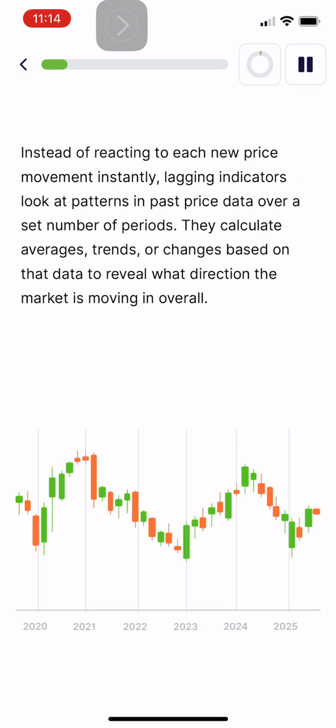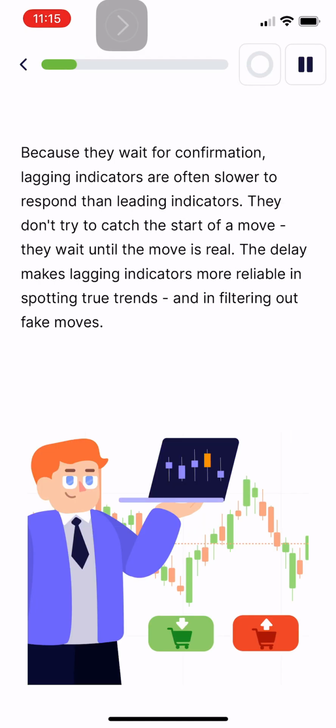Instead of reacting to each new price movement instantly, lagging indicators look at patterns in past price data over a set number of periods. They calculate averages, trends, or changes based on that data to reveal what direction the market is moving in overall. Because they wait for confirmation, lagging indicators are often slower to respond than leading indicators. They don't try to catch the start of a move, they wait until the move is real.